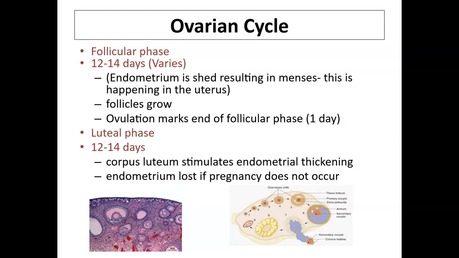The follicular phase varies from female to female. The luteal phase is more consistent. During this stage, post-ovulation, the ruptured follicle transforms into a structure called the corpus luteum. The corpus luteum produces progesterone, a hormone crucial for preparing the uterus for potential pregnancy. If fertilization does not occur, the corpus luteum breaks down, leading to the start of a new cycle.